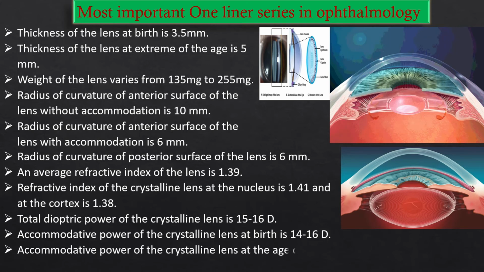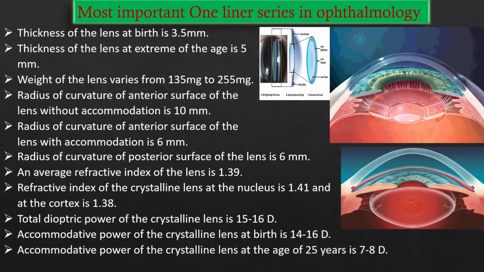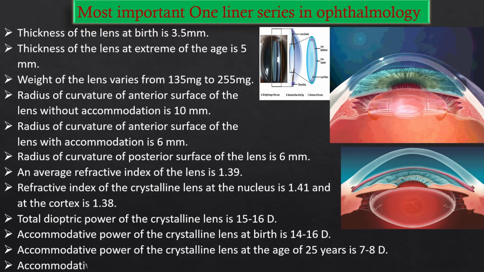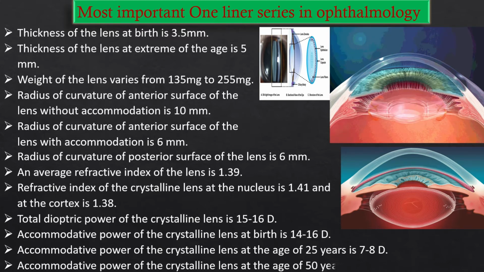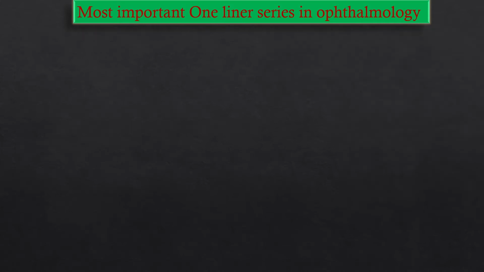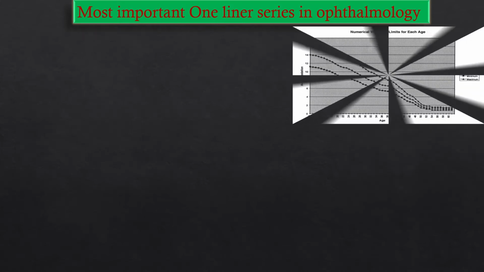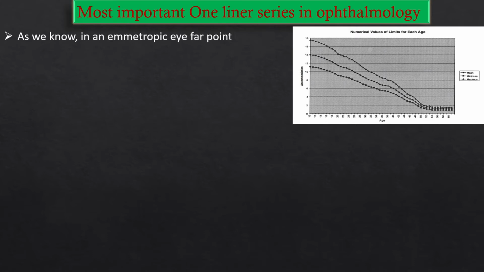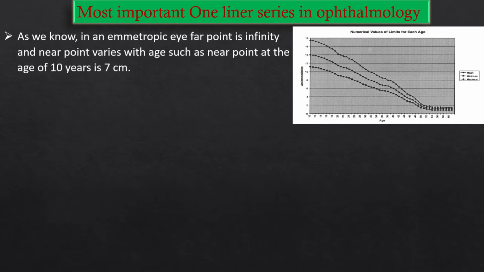Accommodation power of the crystalline lens at the age of 25 years is 7 to 8 diopter. Accommodation power of the crystalline lens at the age of 50 years is 1 to 2 diopter. As we know, in an emmetropic eye, far point is infinity and near point varies with age, such as near point at the age of 10 years is 7 cm.